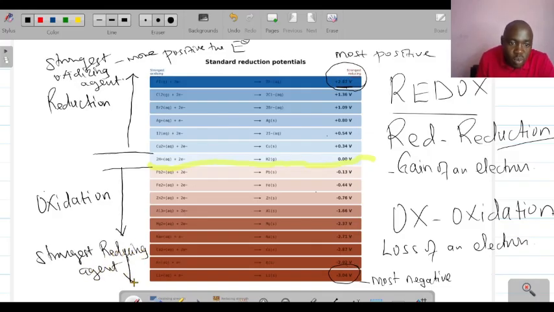So as you move down, the more negative the standard reduction potential of an element is, then we conclude it is the strongest reducing agent. Then the more positive the standard reduction potential value is, then the strongest oxidizing agent.